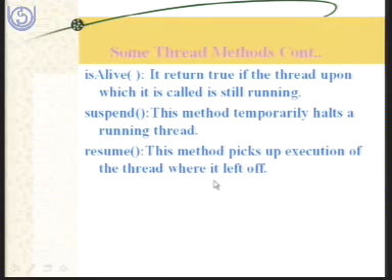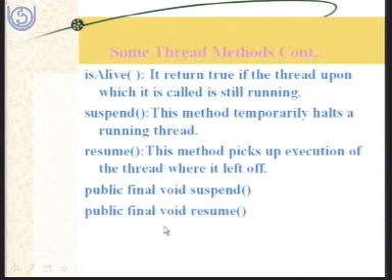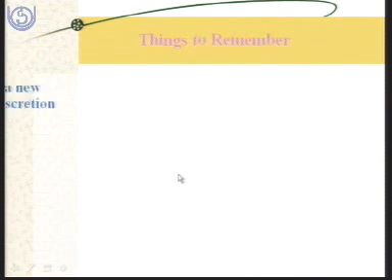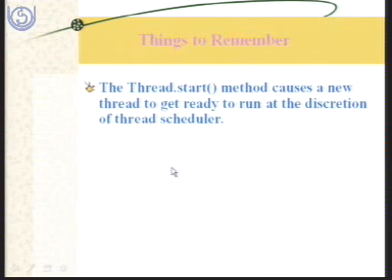Let me see some more methods which are available in the Thread class. isAlive is used for checking whether a thread is still running or not. Suspend is for temporarily halting a thread. Resume picks up execution of the thread where it was left. Means if you have suspended and then you resume, the operation of that thread will resume from the point where suspend was actually invoked. These two are final methods, meaning they cannot be overridden in a subclass.